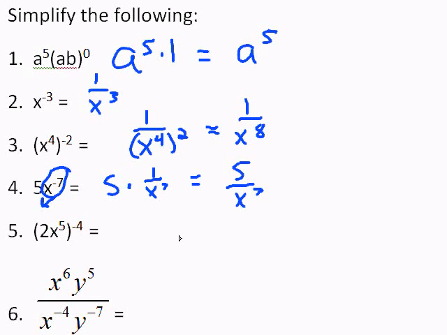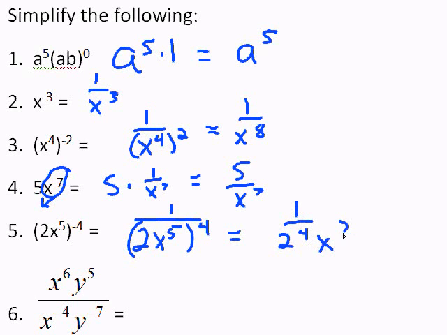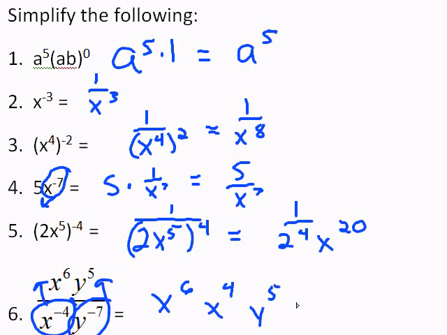For the fifth example, we have 2x to the 5th now on bottom, positive 4 exponent with a 1 on top, leaving us with 1 over 2 to the 4th x to the 20th. Sixth example, we move our negative exponents to the top from the bottom and make them positive. This leaves us with x to the 6th, x to the 4th, y to the 5th, y to the 7th, which is the same thing as x to the 10th and y to the 12th.